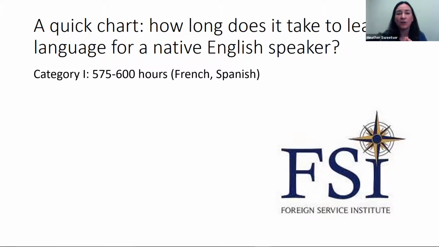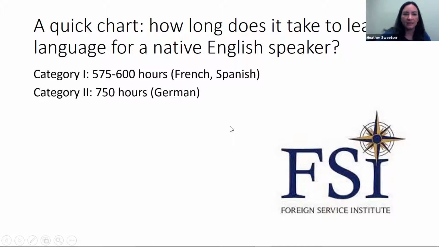So category 1, which is considered the easiest one, like French, Spanish, it's about 600 hours, 600 quality contact hours, I should say. In category 2, German is all by itself, 750 hours. And this is a rough estimate, by the way. It's not that once you hit that 750 mark, you know German. I mean, the majority of people will.